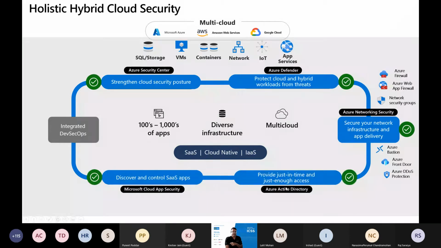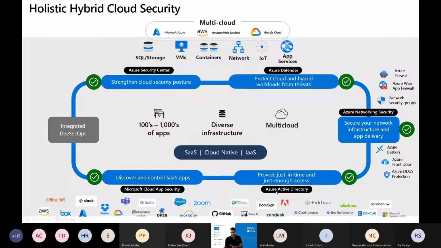In the bottom is the overall strategy of how we are looking at privileged just-in-time access, or controlling the entire strategy of anomaly detection, DLP, or app experiences through our CASB platform, which is the cloud app security, and how we are ensuring integrated DevOps through Azure GitHub and Visual Studio, how the security is built in as part of the overall development ecosystem as well. This is part of the overall strategy, how we're looking at customers' journey towards cloud and cloud security.